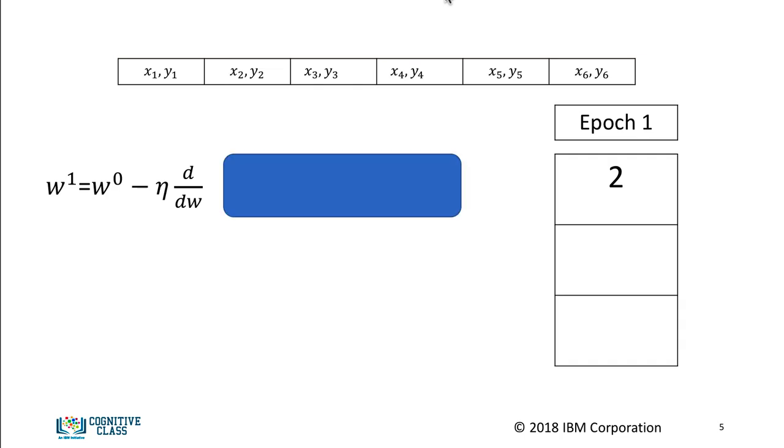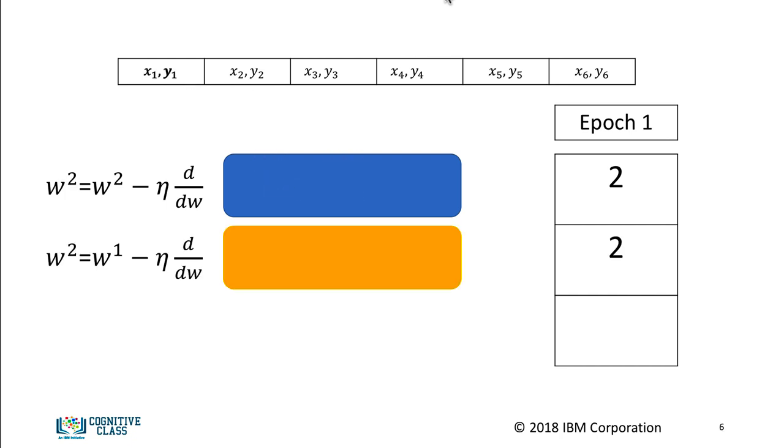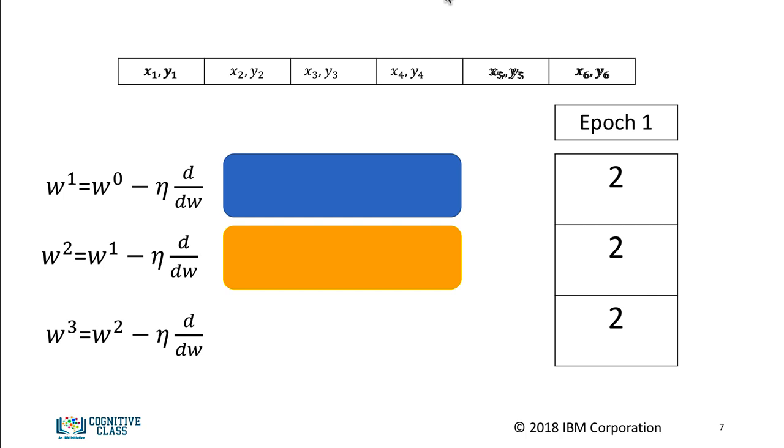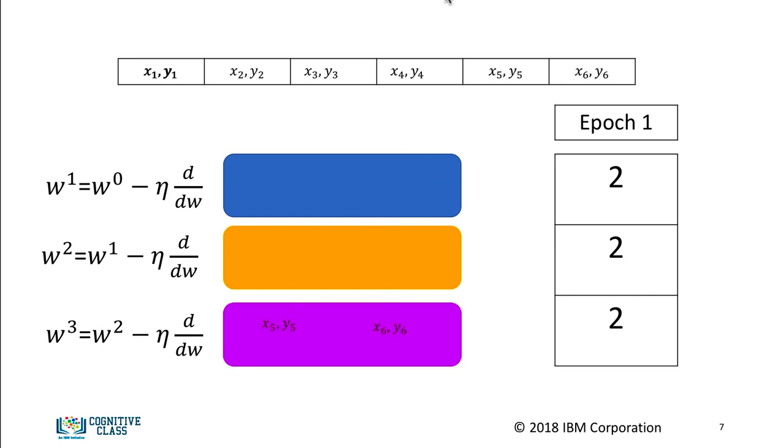For the first iteration, we use the first 2 samples, and we differentiate our cost function. Then repeat it for the second iteration. We use the second 2 samples, and then we do it for the third iteration, where we use the last 2 samples. Notice, to go through one epoch of data, it took us 3 iterations.